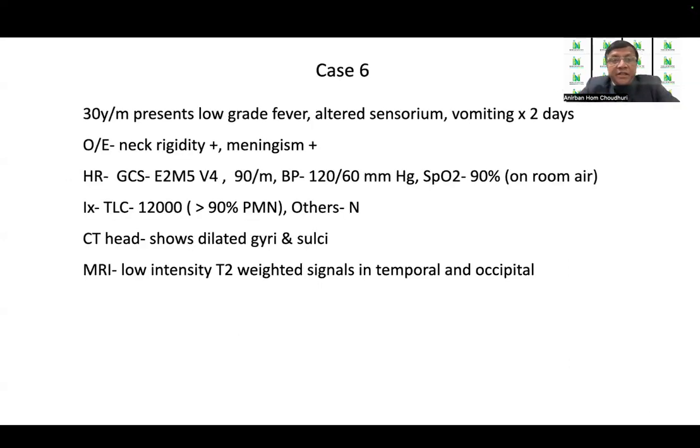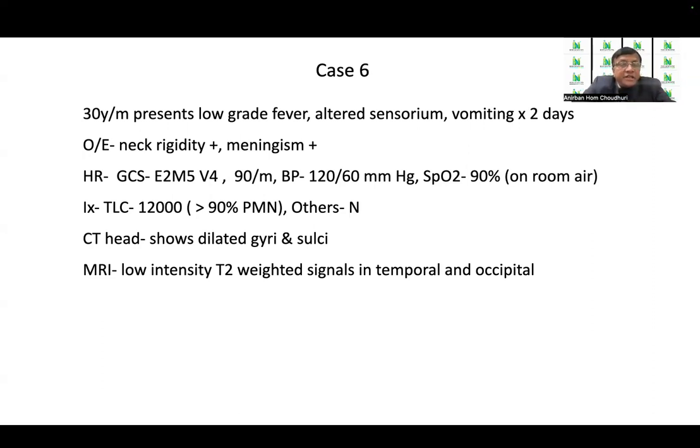Let us come to another case. A 30-year-old male presents with low-grade fever, altered sensorium, and vomiting for 2 days. On examination, he shows neck rigidity and meningism. GCS is E2M5V4. Heart rate is 90 per minute. Blood pressure is normal. Saturation is apparently normal, that is 90% on room air.